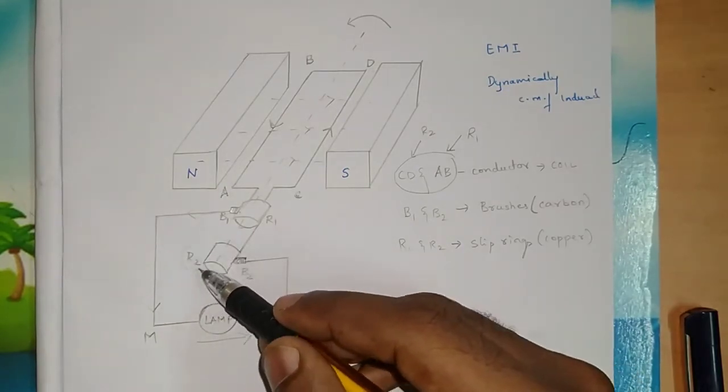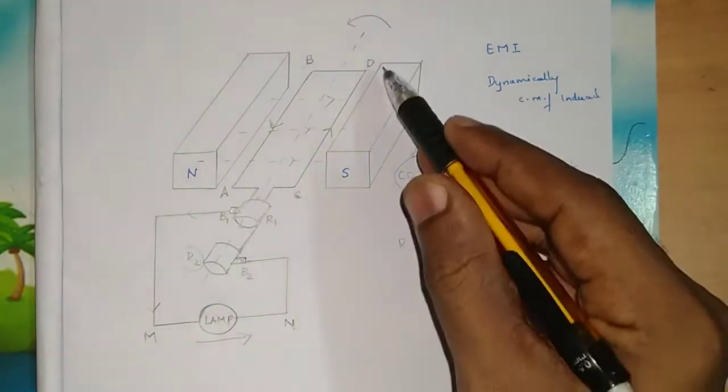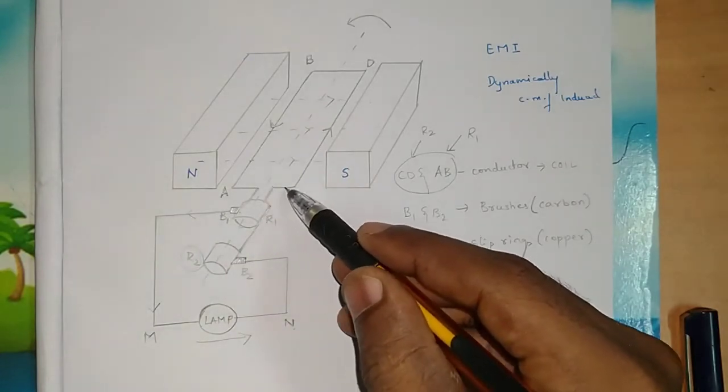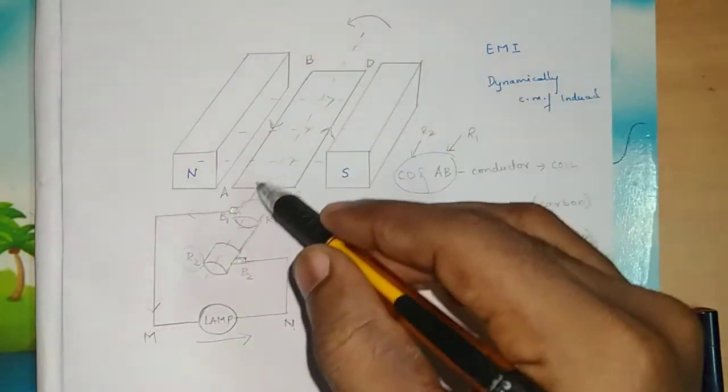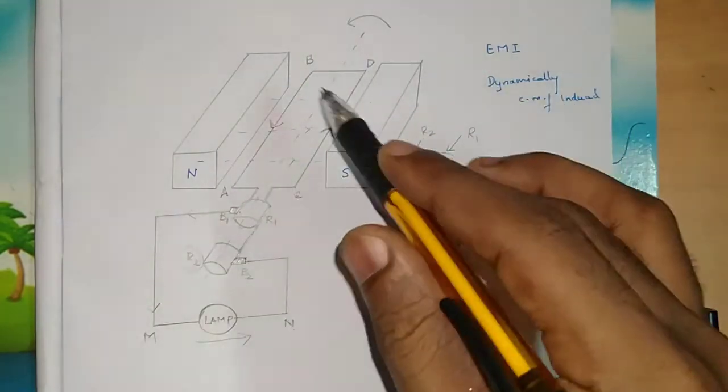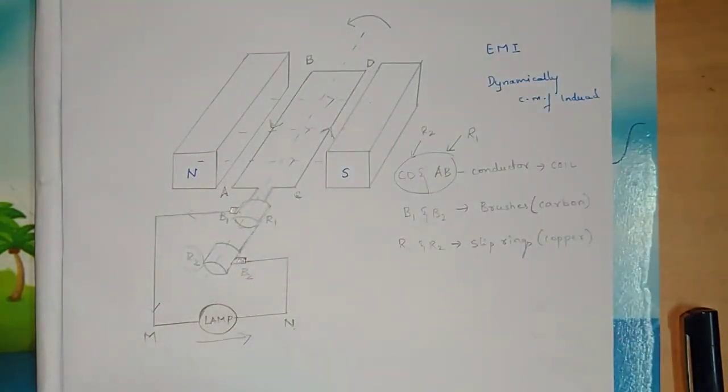From there you can just see R2 slip ring is connected to conductor CD. So from R2 it will directly flow to the conductor CD. So that's why I have drawn the direction of current C to D. Now you can just see this is a closed circuit. So current will flow in this manner. So therefore the lamp will glow.